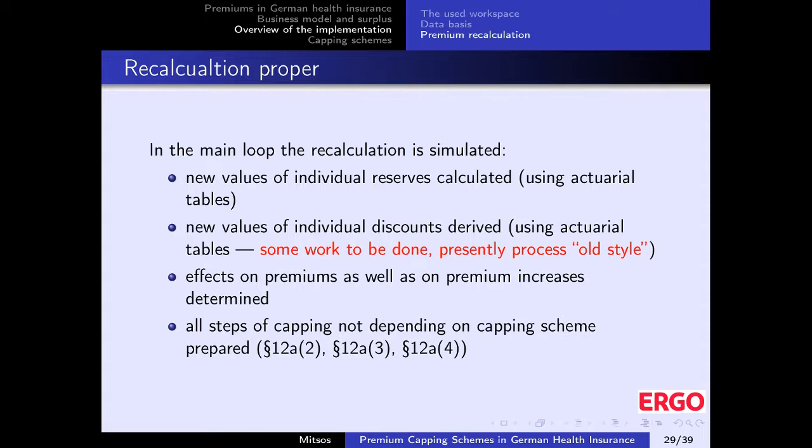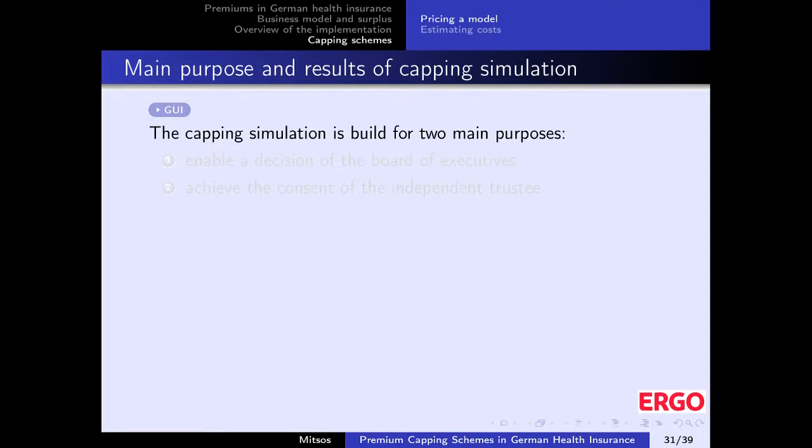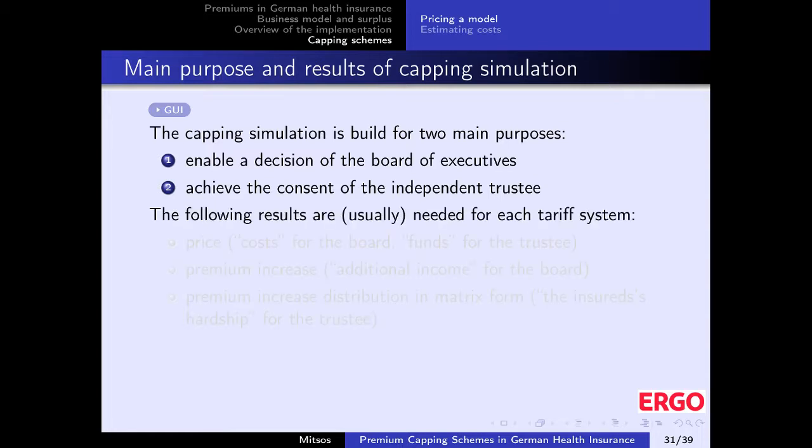Part of this premium recalculation is we have some parts of the capping, some special parts. They are governed by these paragraphs in the German law that are not dependent on the capping scheme, and these are done in the first step. And now we come to pricing a model and estimating its cost proper. Do some capping. We want to enable our board of executives to decide something, and you want to achieve the consent of the independent trustee.